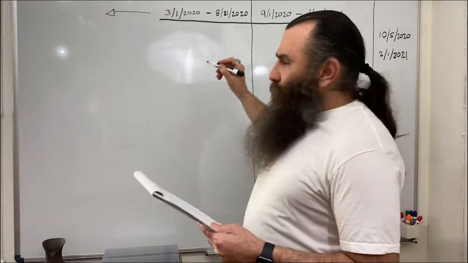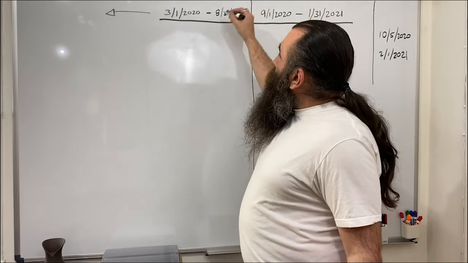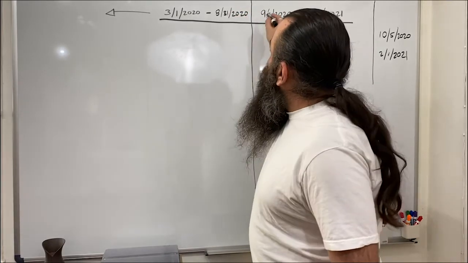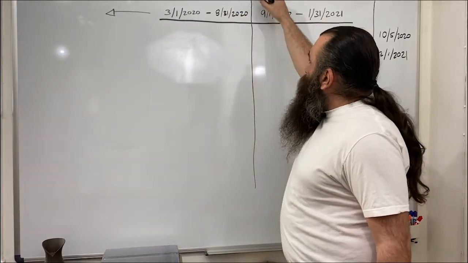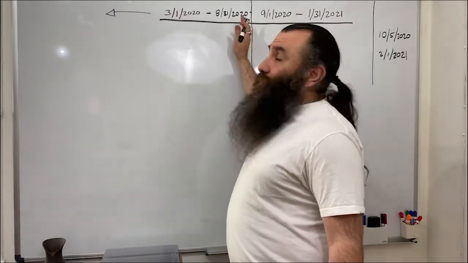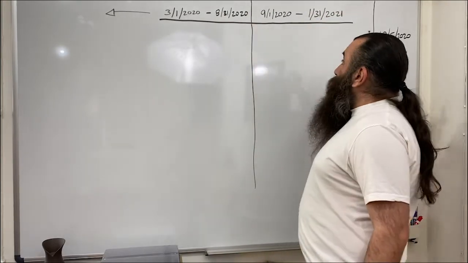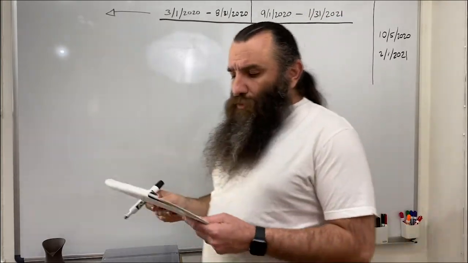So the bill, AB 3088, was passed on August 31st of this year, and it went into effect September 1st. That's why there is a difference in how things are treated. The non-payment of rent is treated differently prior to August 31st and after September 1st. And we'll go into those details.